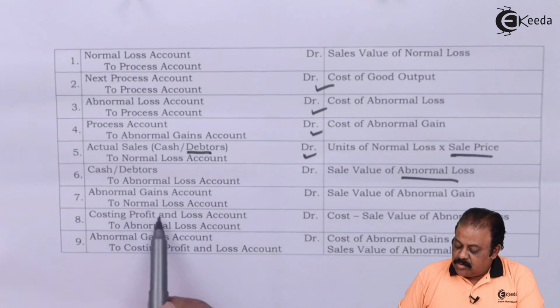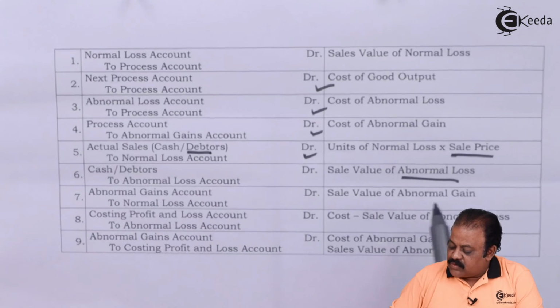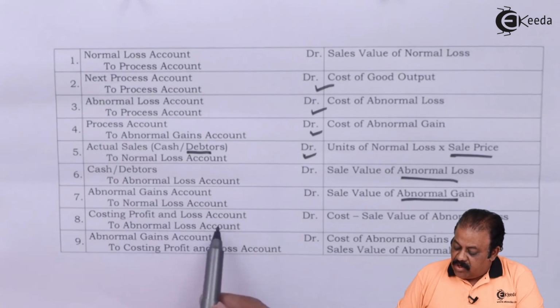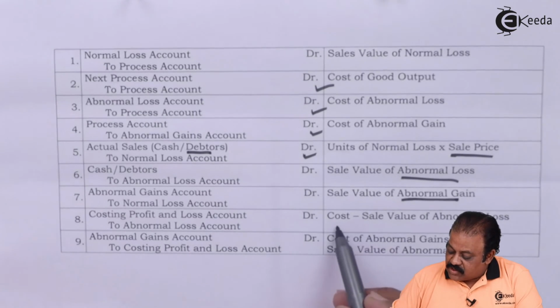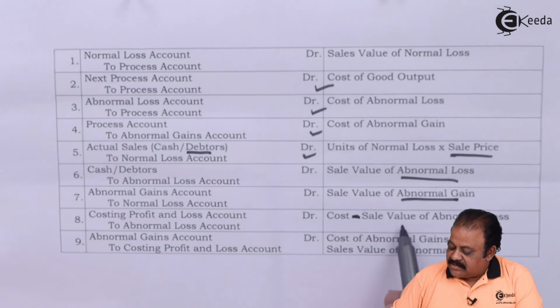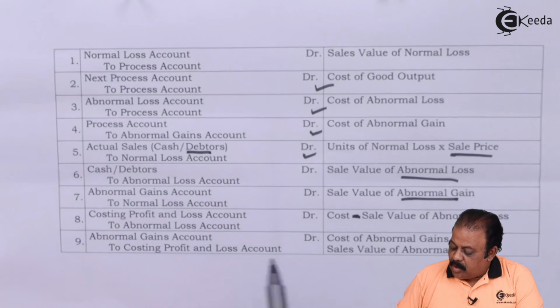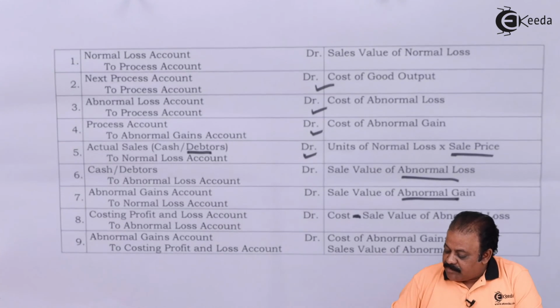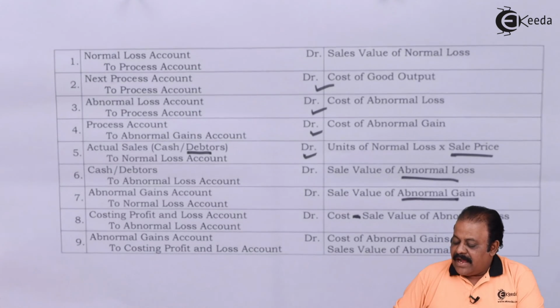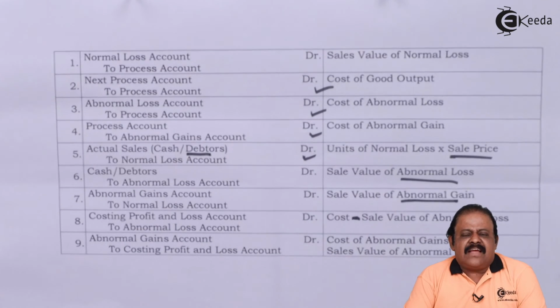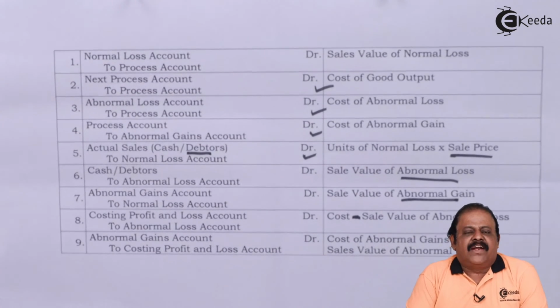Abnormal gain account to normal loss account, that is for sale value of abnormal gain. Costing profit and loss account to abnormal loss account, that is cost minus sale value of abnormal loss. Abnormal gain account to costing profit and loss account, that is cost of abnormal gain minus sale value of abnormal gains. This is how some of the important entries and relevant amount we can find out.